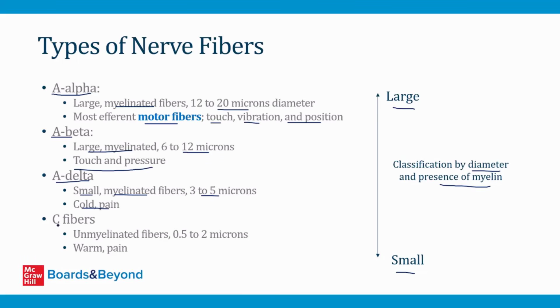And then finally, C fibers are very small fibers, up to 2 microns in size, and they are unmyelinated. And these carry two sensory types of signals, warmth and also pain. And so it's kind of annoying, but on your USMLE exams, they are going to describe various nerve fibers that transmit certain sensory functions or maybe motor fibers, and they're going to want you to know how big or small, and whether the fibers are myelinated or not.